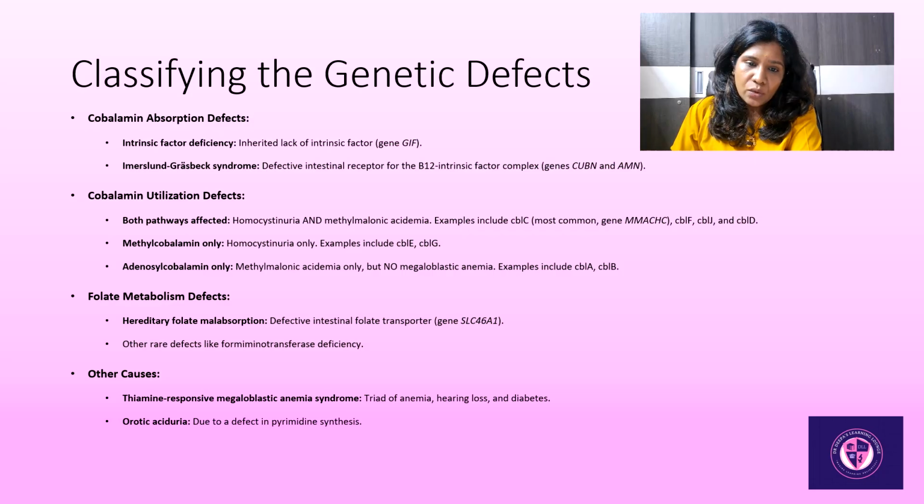It's important also to note that defects in the adenosylcobalamin pathway can also occur. When there is a defect in the adenosylcobalamin pathway, such as cblA and cblB, these cause only methylmalonic acidemia because this pathway does not affect folate metabolism. So these patients do not have megaloblastic anemia at all. Finally, there are defects of folate metabolism like hereditary folate malabsorption. There are also other rare syndromes such as thiamine responsive megaloblastic anemia and orotic aciduria. So these are all the various genetic defects that need to be kept in mind when you're thinking about congenital megaloblastic anemia.